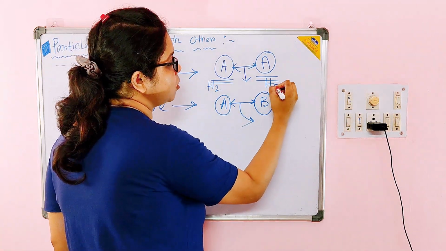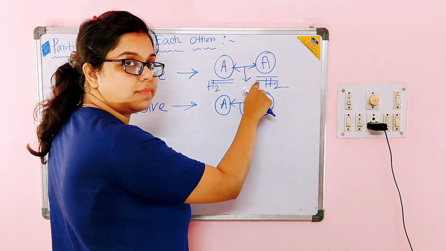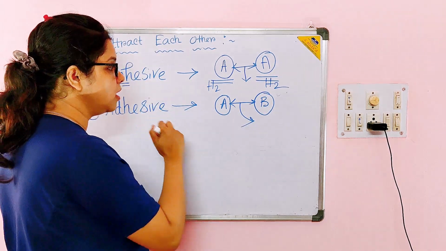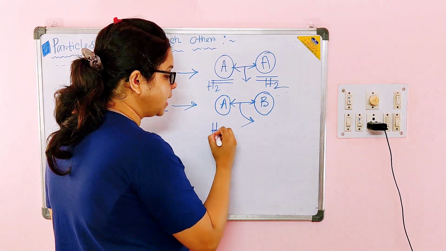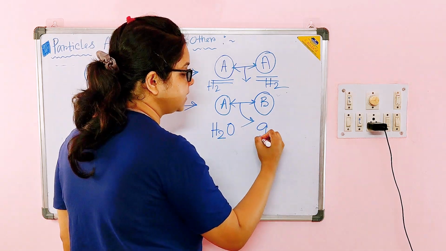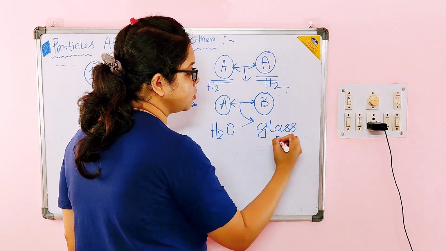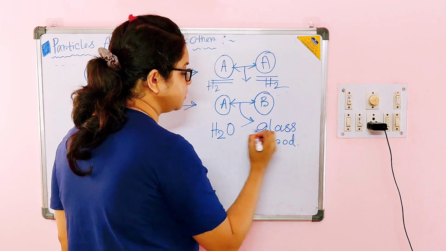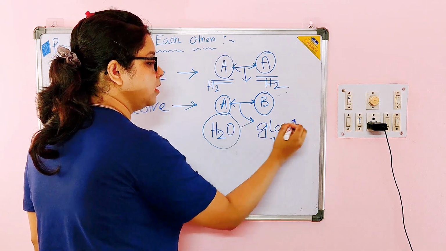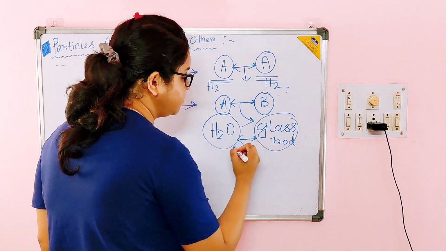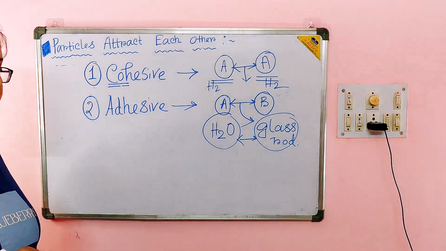Hydrogen, and this is also hydrogen. The forces of attraction between them are known as cohesive forces of attraction. When water molecules attract the glass rod molecules, this is known as adhesive forces of attraction. I think this is clear.